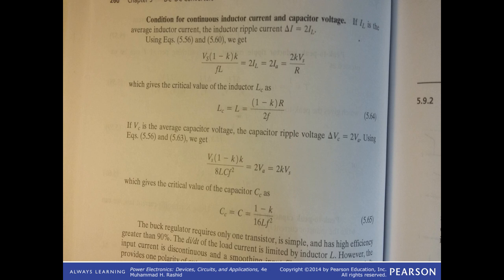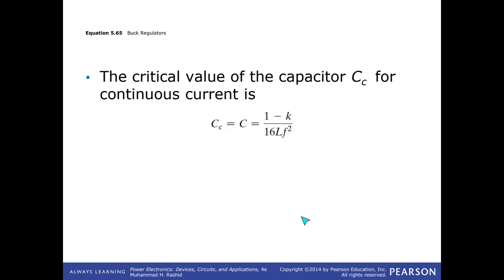Now we have already learned that there are critical values for continuous current mode, for inductance and the capacitance, in order to reduce the fluctuations. Now I bring a problem for you. That is the critical value of the capacitor. We have already proved that one.